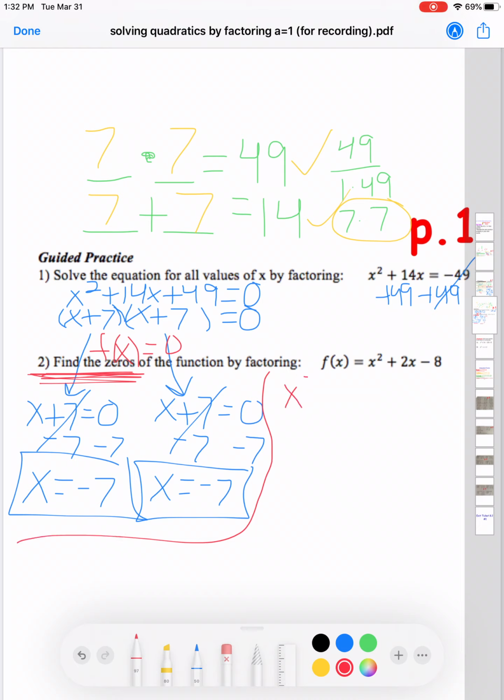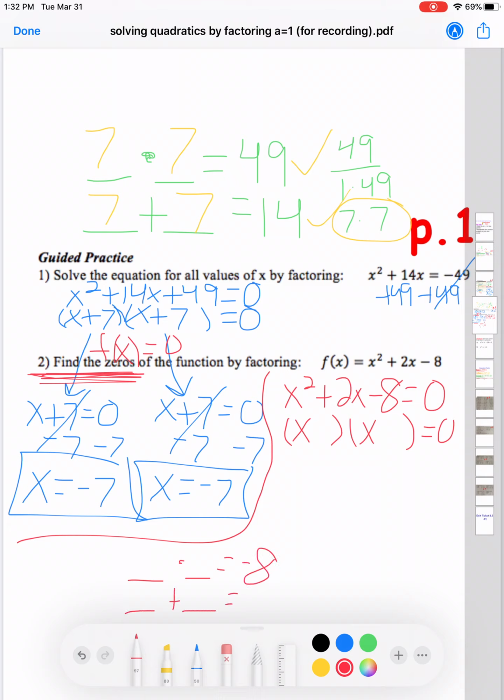So I want you to start first by just setting the entire function that they're giving to us equal to 0. Notice that this is already in standard form, so we can go ahead and set up our 2 binomials. They're both going to start with x. And then again, we're asking ourselves the question of, what times what gives us -8, that's our c, and what plus what gives us +2, because that's our b.